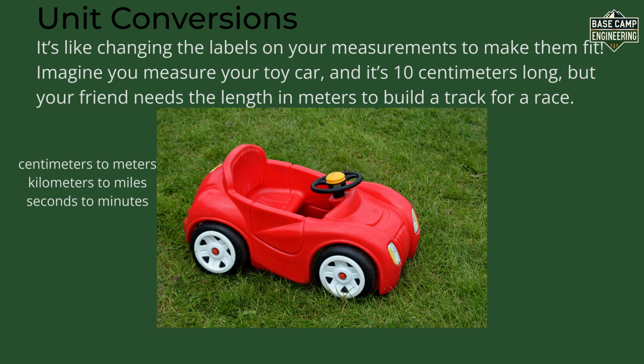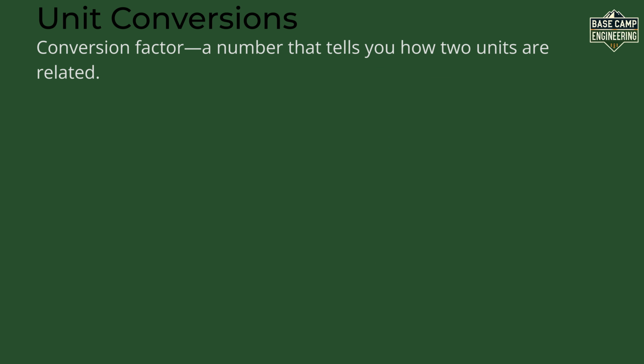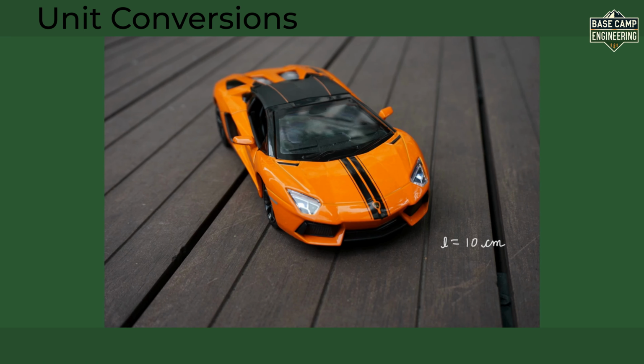Unit conversions use something called a conversion factor, a number that tells you how two units are related. For example, 1 meter is equal to 100 centimeters. That means if you want to convert centimeters to meters, you divide by 100 because there are 100 centimeters in 1 meter. But if you want to convert meters to centimeters, you multiply by 100. Let's try it with your toy car. It's 10 centimeters long and you want to know how many meters that is. Since 100 centimeters is equal to 1 meter, you divide. So your toy car is 0.1 meters long.